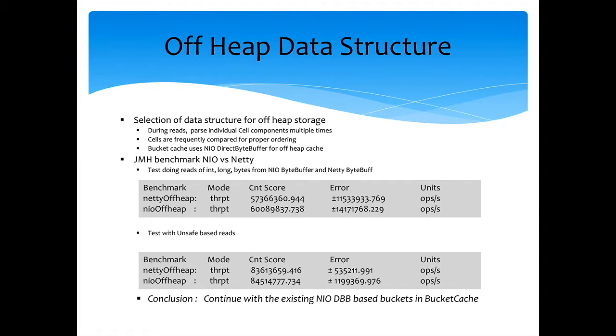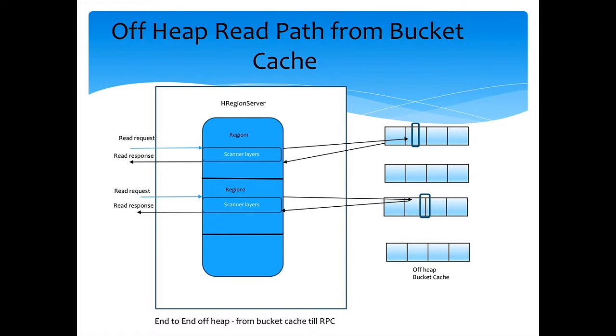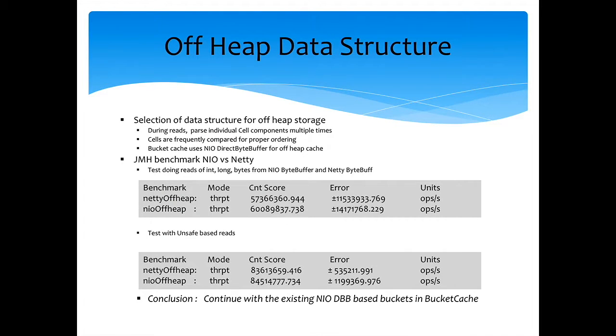But at that point of time, whenever there was a hit, it would be copied to the on-heap area. From then onwards, the scanner layer always dealt with on-heap byte arrays only. But right now, as per our change, it will always be dealing with the off-heap memory area.